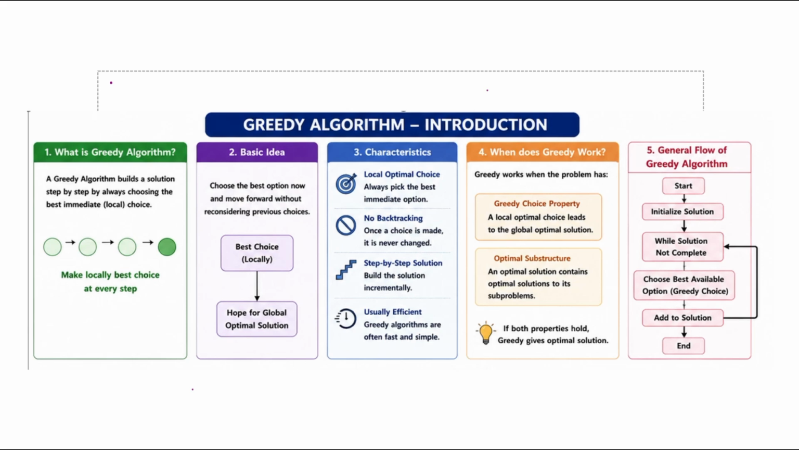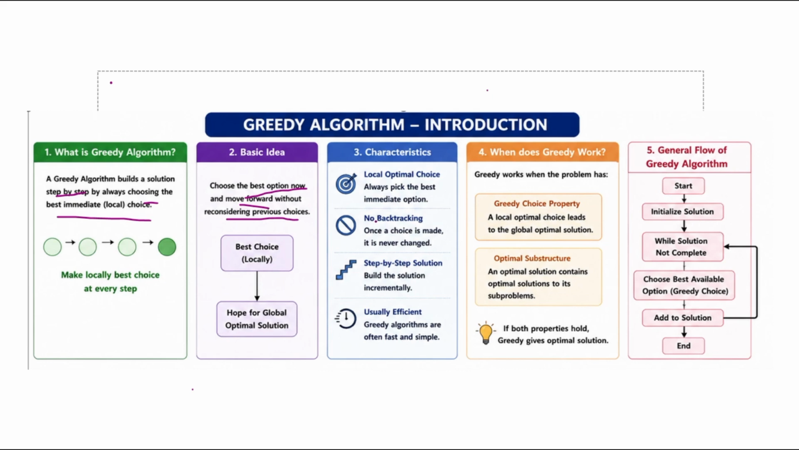Today's topic is the greedy algorithm. What is greedy? A greedy algorithm builds a solution step by step by always choosing the best immediate choice. This is called the greedy method. What is the basic idea behind this? Choose the best option now and move forward without reconsidering previous choices. This is the basic idea behind the greedy algorithm.